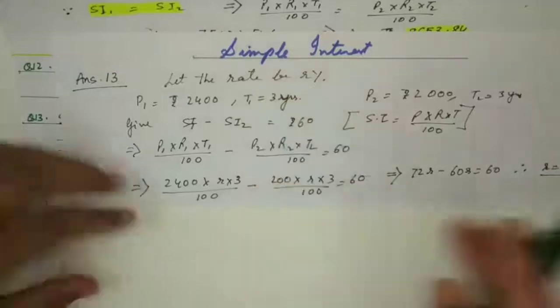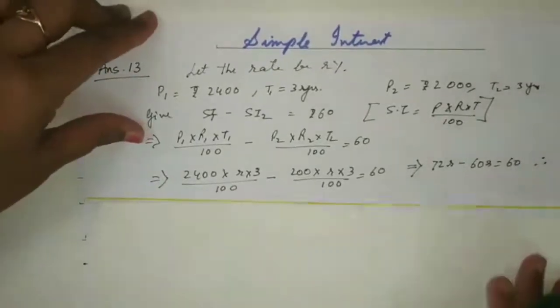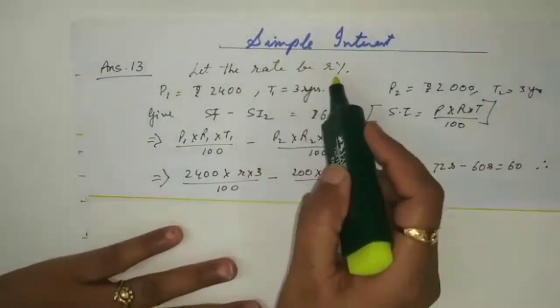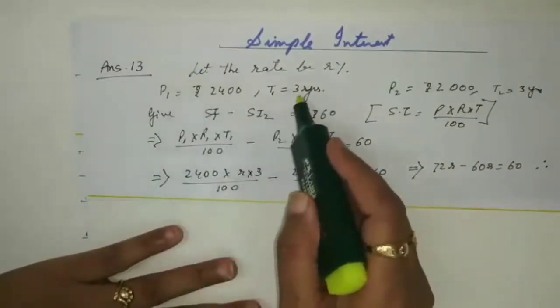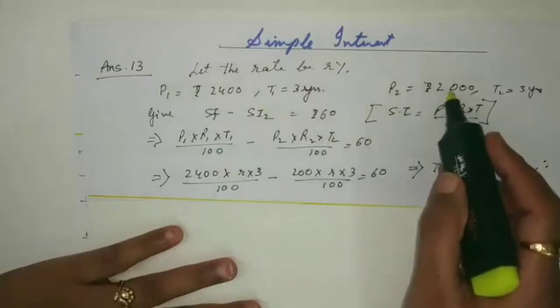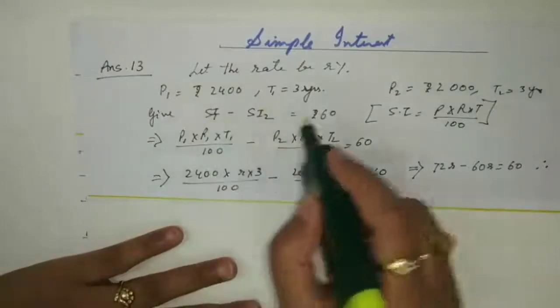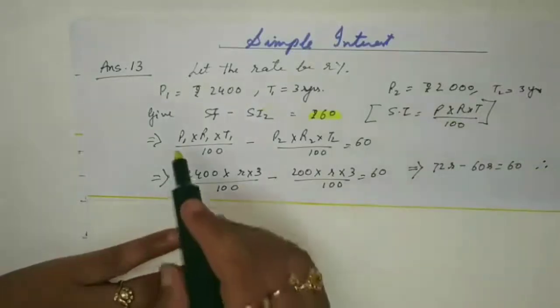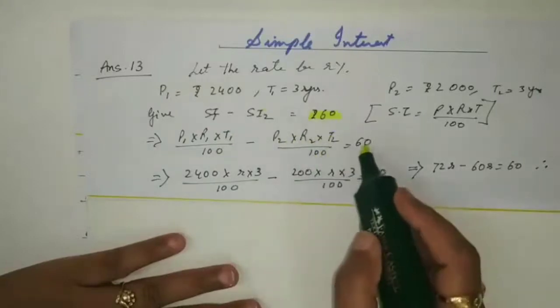Here let the rate be R%. Principal first one is 2,400. Time first one 3 years. Principal second one 2,000 times 3 years. The difference between the two, that is SI1 minus SI2, is 60 rupees. SI we know it is PRT by 100. So P1 R1 T1 by 100 minus P2 R2 T2 by 100 is 60 rupees.